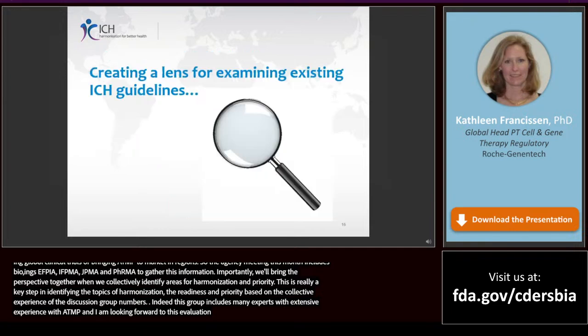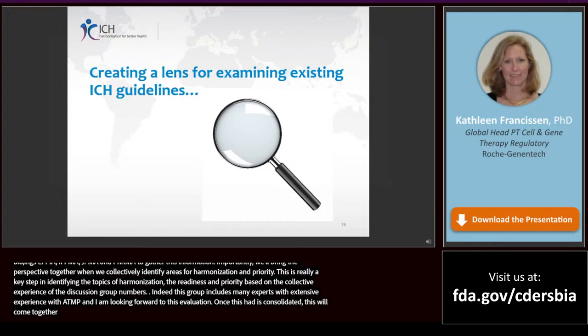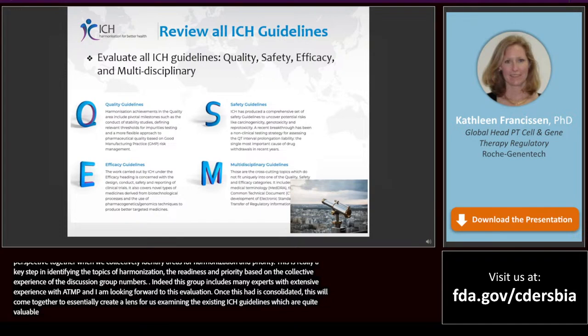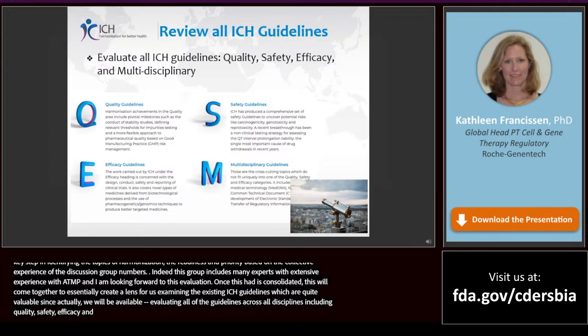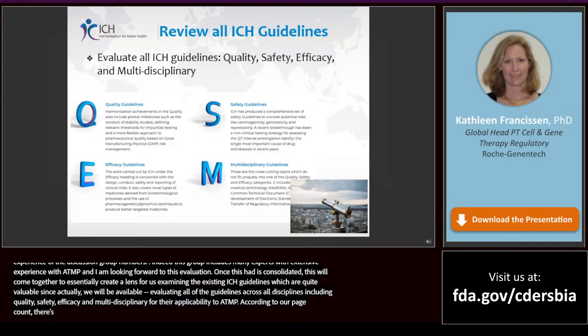Once this is consolidated, this will all come together to essentially create a lens for our examining the existing ICH guidelines, which will really be quite valuable since we will be evaluating all of the ICH guidelines across all the disciplines, including quality, safety, efficacy, and multidisciplinary for their applicability to ATMPs. And according to our page count, there are about 2,000 total pages of ICH guidelines. So having this lens will be very helpful in our doing a strategic assessment.